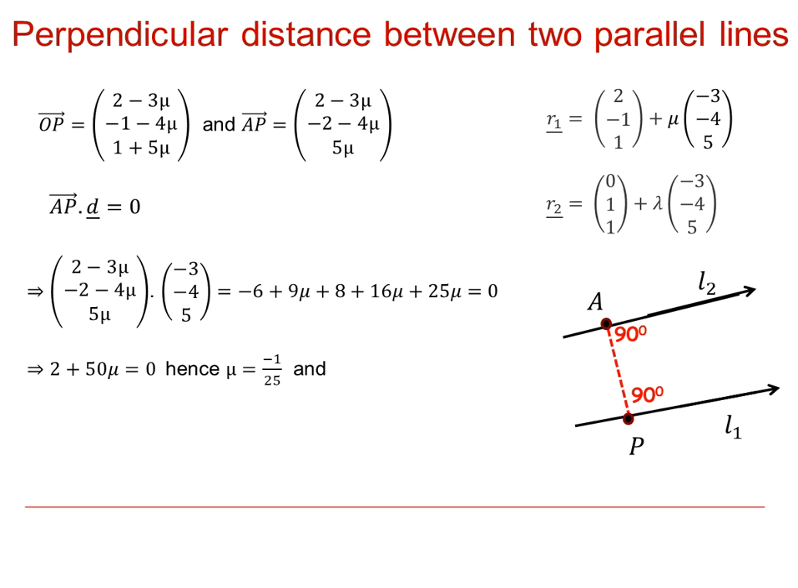Once you've got the value of mu, as before, we simply substitute that into AP and find the length of AP using Pythagoras' theorem. So you can see that to find the distance between two parallel lines, once we've got this first point A by just choosing any point we like that's on the line, then it's exactly the same as the method that we used in the previous video.